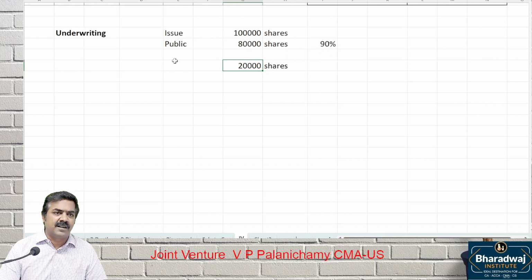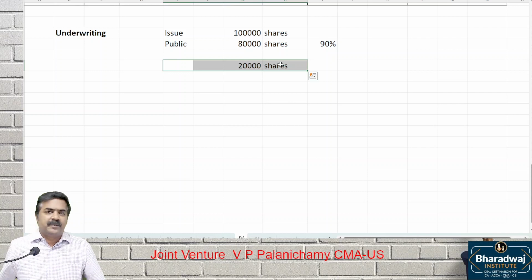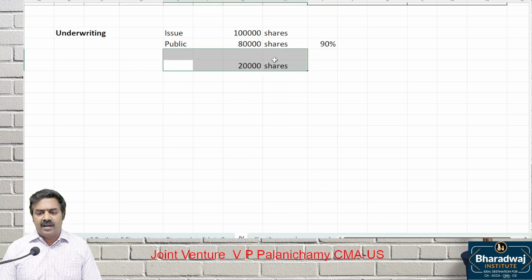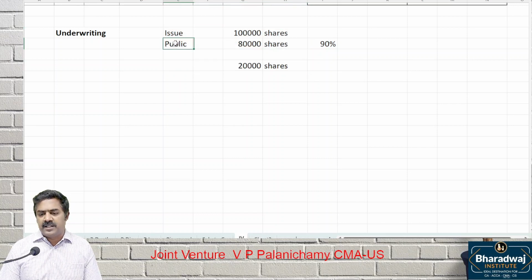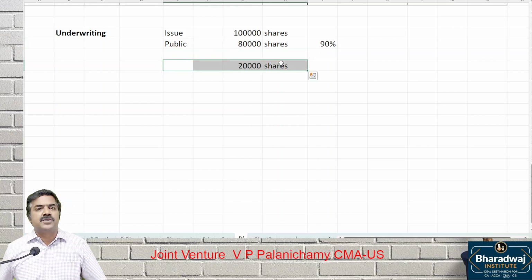Who are underwriters? They are giving guarantee to the company. What guarantee? They will ensure that all the shares are purchased by the public. If public is not taking up, who will take it up? Underwriters will take it up. For example, in this case, if 1 lakh shares are issued, public subscribes only 80,000 shares. What will happen to the remaining 20,000 shares?